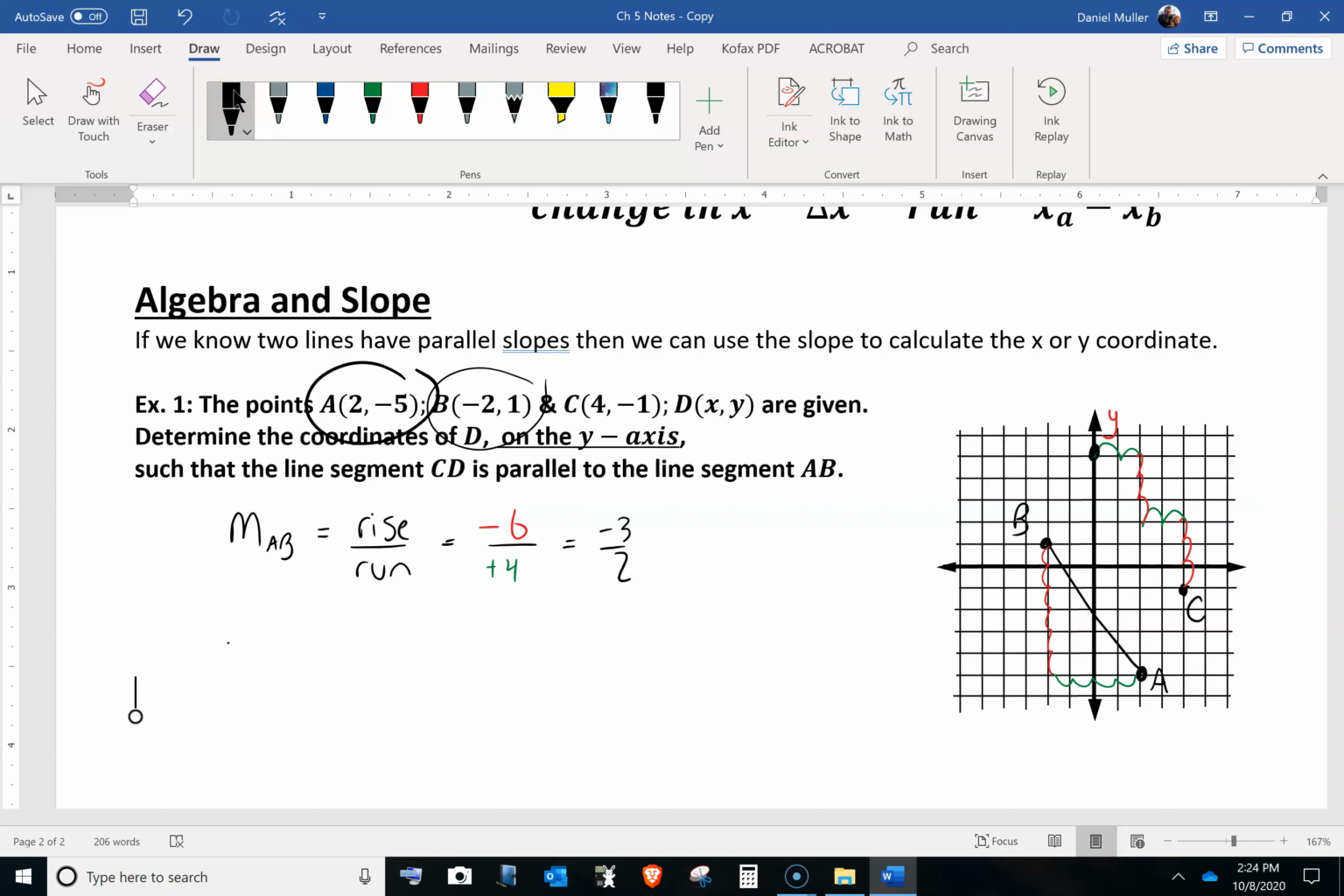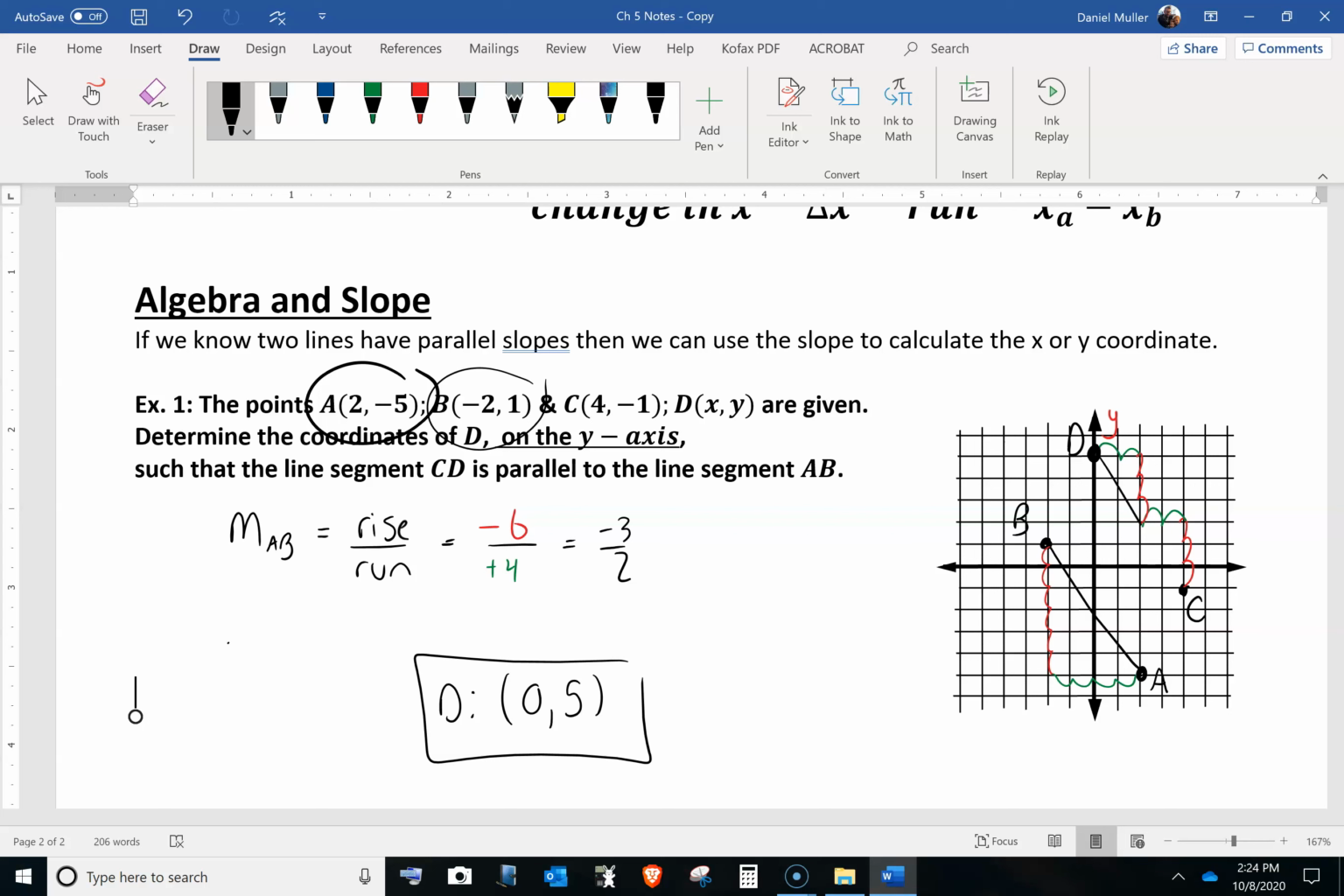That is our D. So our D is 0, comma, what is that point? So over 0 and up 1, 2, 3, 4, 5. 0, comma 5. So if I have the point 0, comma 5 for my D, then the line CD is parallel to the line AB.